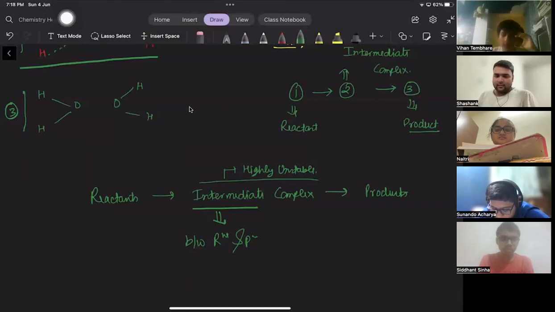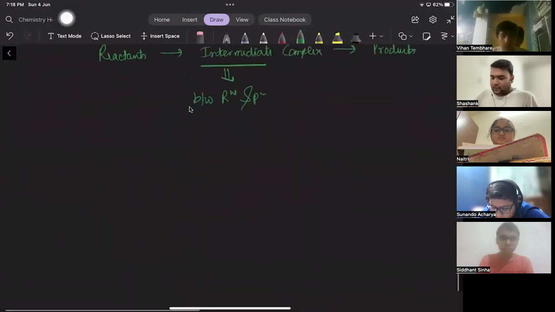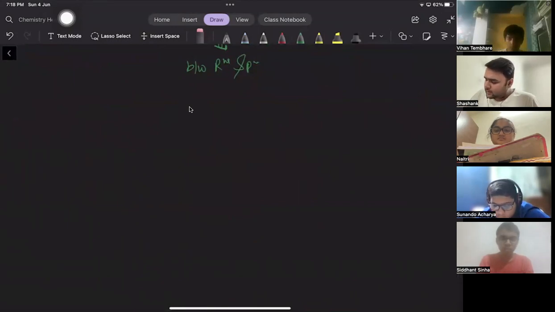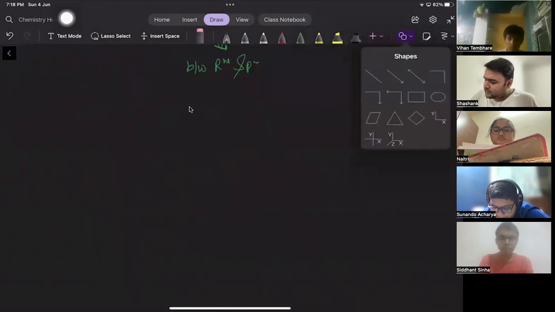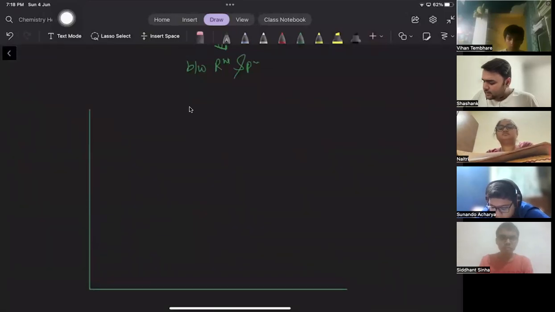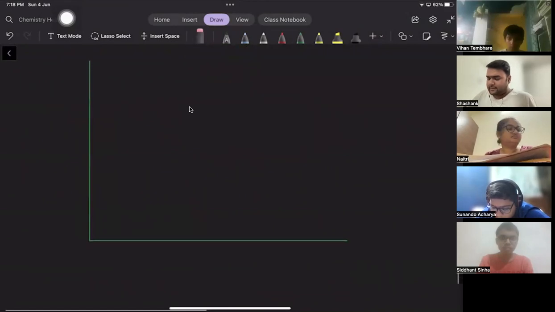All right. Yes, Vihan. Sir, so the intermediate complex would be when it has achieved the activation or threshold energy, or is it somewhere in between? I'm just coming to that. If I plot a graph, let me plot a graph. Let's say I'm plotting a graph on X and Y axis.